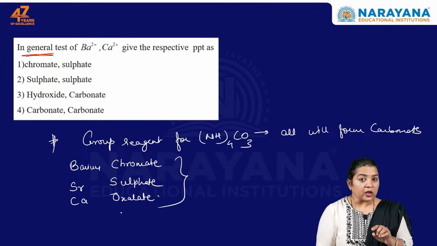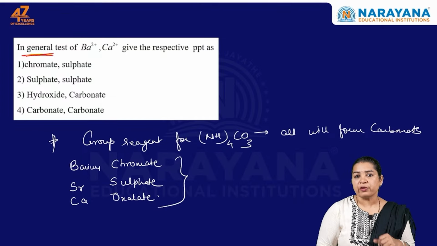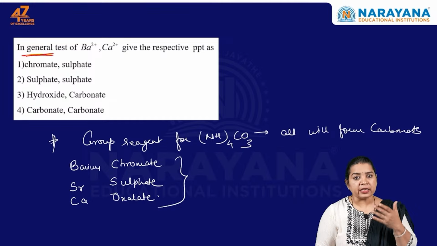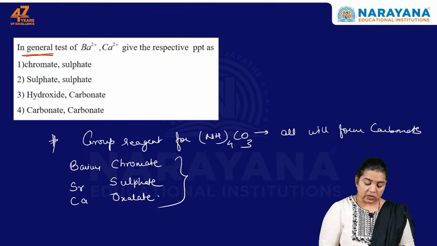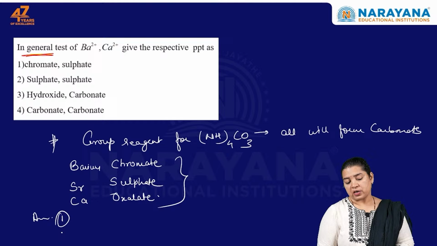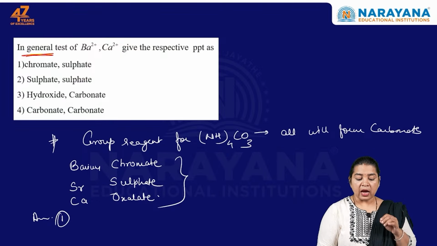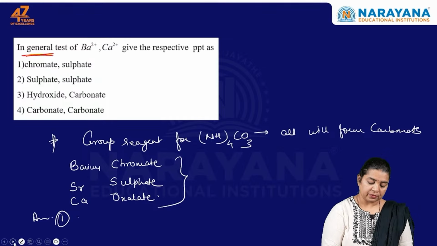The NCERT lab manual clearly gives a proper table in which this fifth group is defined and discussed. Following that lab manual, I would suggest the answer should have been, for barium I will go for chromate, and for calcium I will go for sulfate. The answer should have been first. Okay, the answer for this question should be first, right?